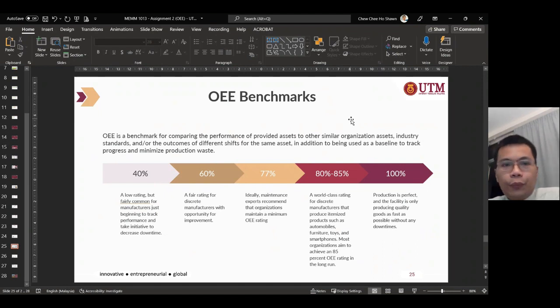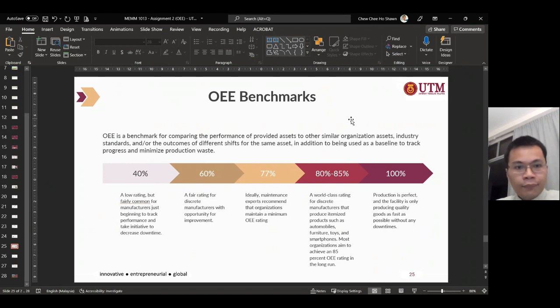So when we come to the OEE, we always have the percentage. We know that OEE is a benchmark to compare the performance of the provided assets, the machinery, in the organization. Because after you invest high cost in the machinery, you need to know how efficiently they are working for your production and for the turnover. So the outcome, as we know, will be in terms of percentage. So how good is good, or what is the percentage which we should take note of?